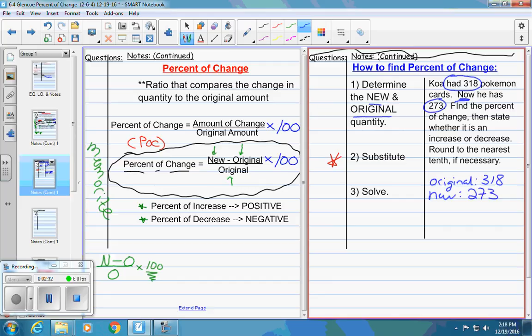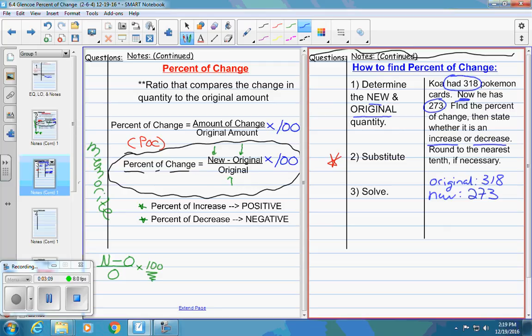So again, I think sometimes the hardest part of these problems is actually determining the new and the original, because the rest of this is going to be copying down the formula, substituting, and solving using the order of operations. First off, we have to figure out if this was an increase or a decrease. He started with 318 and ends with 273. Is that an increase or a decrease? Yeah, that's a decrease, because the number went down. So we logically know we should end up with a negative answer.